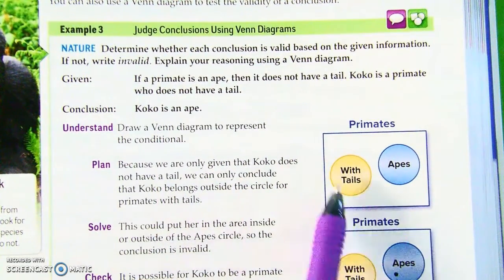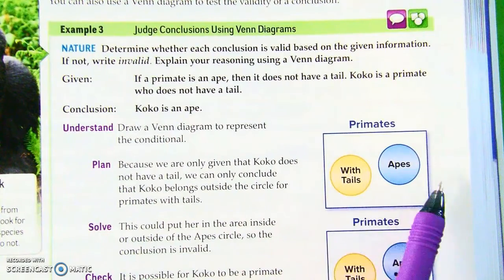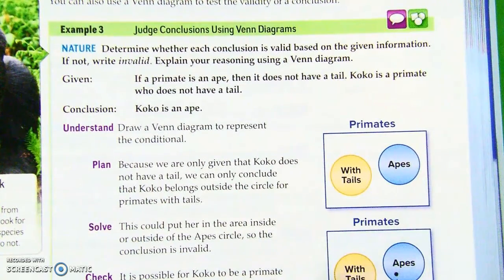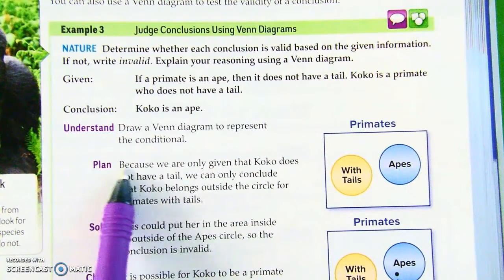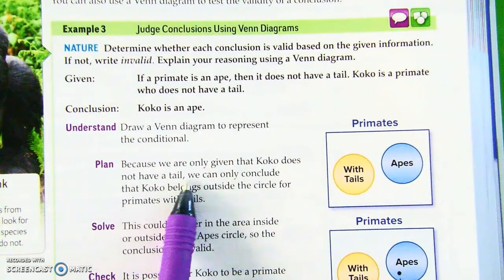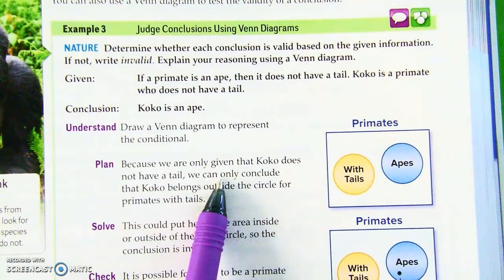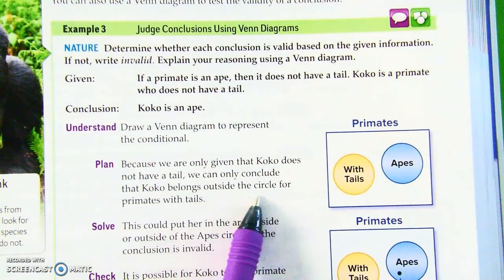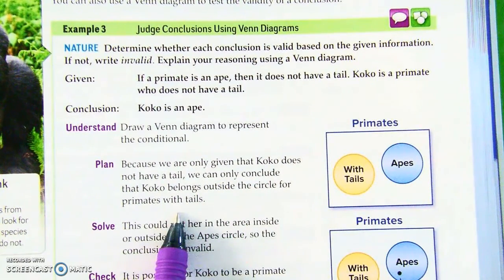So let's draw a Venn diagram with tails and apes. Because we are only given that Coco does not have a tail, we can only conclude that Coco belongs outside the circle for the primates with tails. Okay? All right, does it make sense?